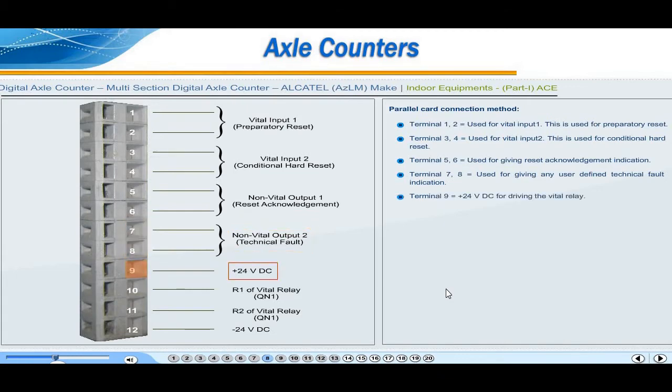Terminal 9 is used for plus 24 volt DC for driving the vital relay. Terminal 10 is used for R1 of vital relay. Terminal 11 is connected to R2 of vital relay. Terminal 12 is connected to minus 24 volt DC.